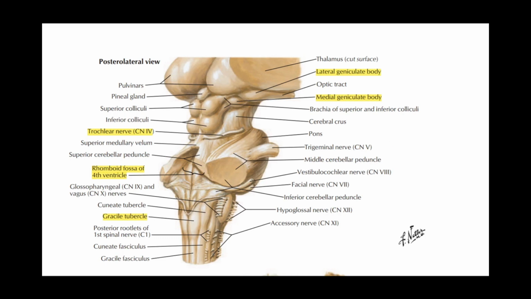I just want us to do a very quick revision on the gross anatomy of the brainstem, the human brainstem. So, the brainstem is a part of the brain that comprises your midbrain, the pons, and the medulla. So the midbrain, the pons, and the medulla constitute your brainstem.